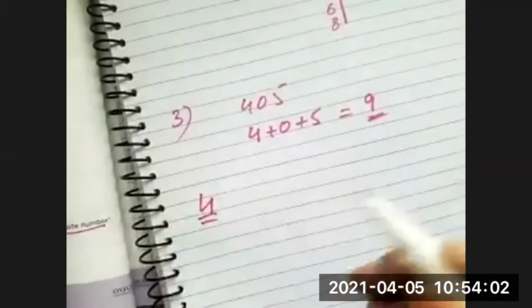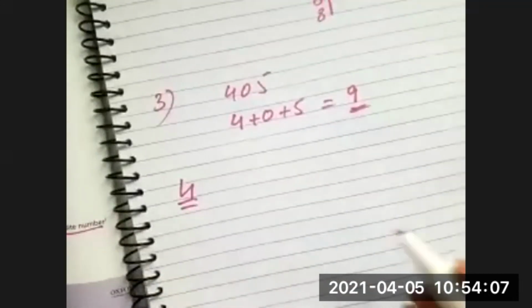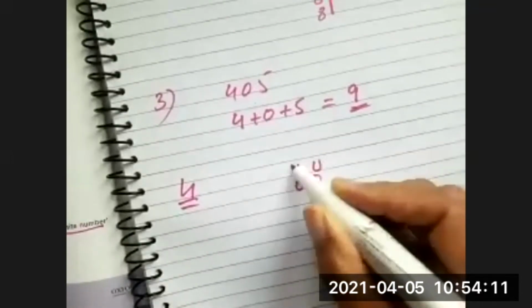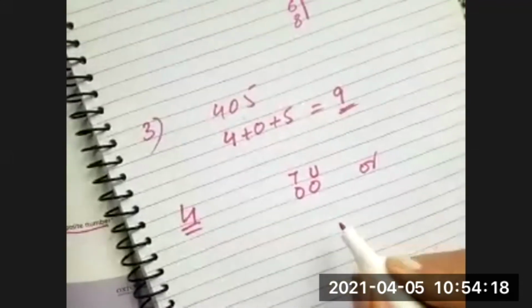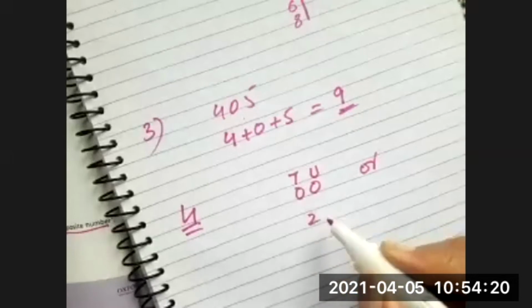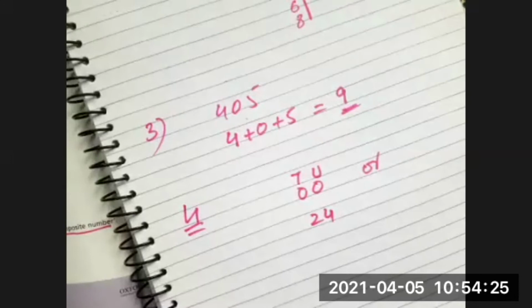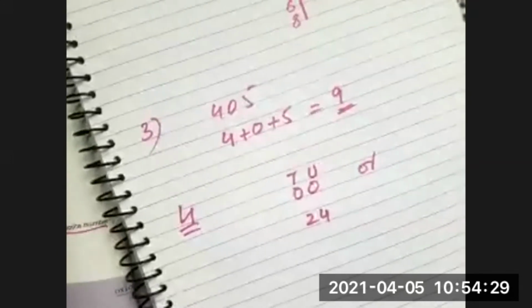What is the rule for 4? 4 is an even number, and the rule is if a number has got zeros in the units and tens places, or the number formed by the units and tens places is a multiple of 4, the number is divisible by 4. So this is the rule for 4.